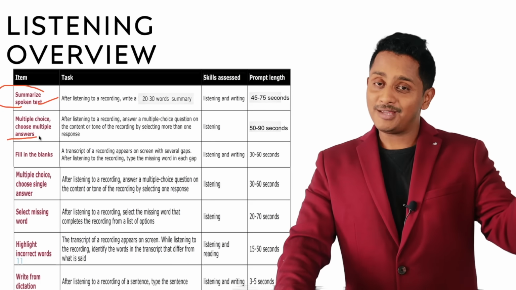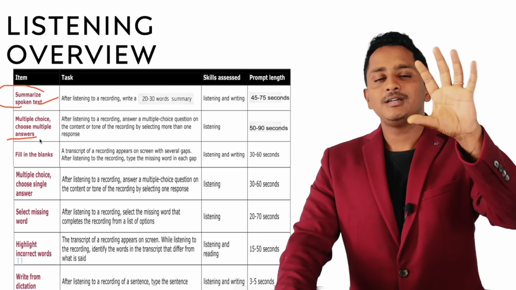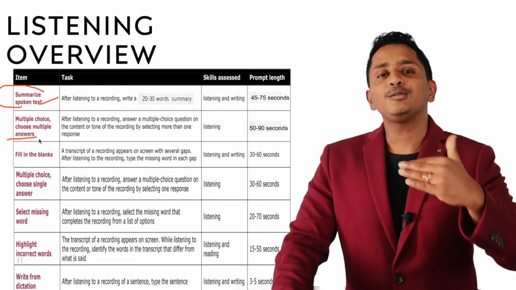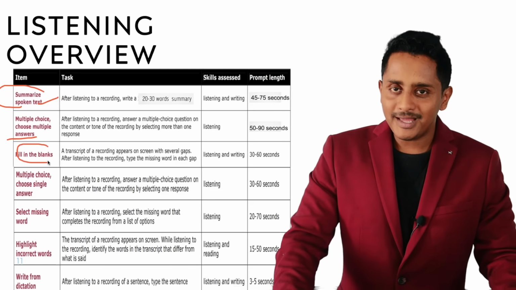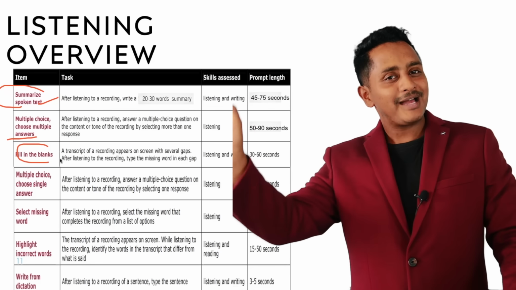This is same as the reading module, but here there is no text. Audio will be given, and then a question. Listen to the audio, read the question, select more than one answer. Fill in the blanks: they play an audio, there will be some blanks. You listen to the audio and write the blanks.